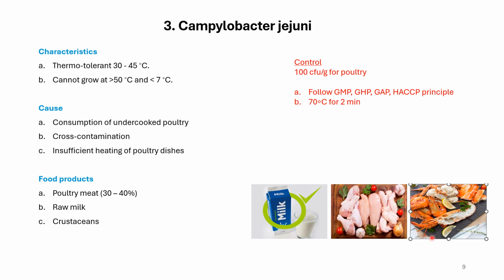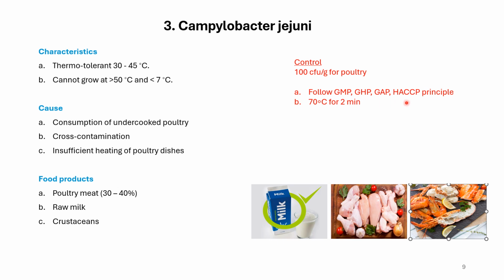Control at an industrial level is this. One, you have to keep in mind, one cannot aim for Campylobacter-free poultry. It's not at all possible. So there is a minimum limit, which is 100 colony forming units per gram for poultry. This is achieved by following good manufacturing practices, good hygienic practices, good agricultural practices, and HACCP principles.